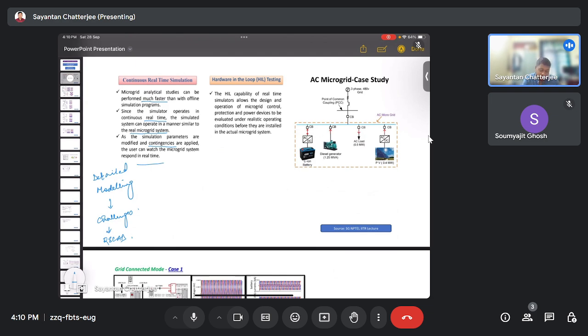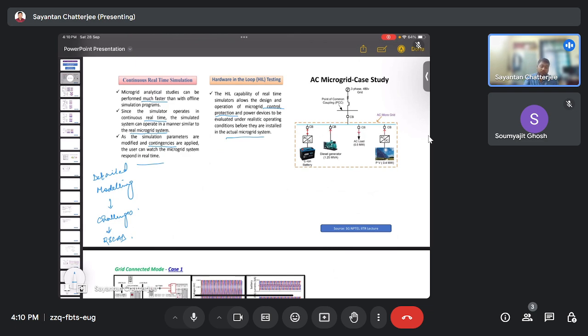Hardware-in-the-loop testing: the HIL capability of real-time simulators allows the design of operation of the microgrid control, protection, and power devices to be evaluated under realistic operating conditions before they are installed in the actual system. So hardware-in-the-loop, HIL testing.